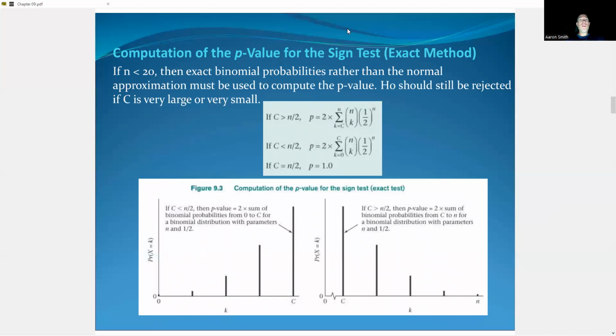All right, so computing the p-values for the sign test, the previous slides showed you how you would do that using the normal approximation to the binomial distribution. If n is less than 20, then the exact binomial probabilities should be used instead of the normal approximation. To do that, we just compute the likelihood of seeing a result that extreme or less. If you're using R, it does this immediately for us. We don't need to worry about it.